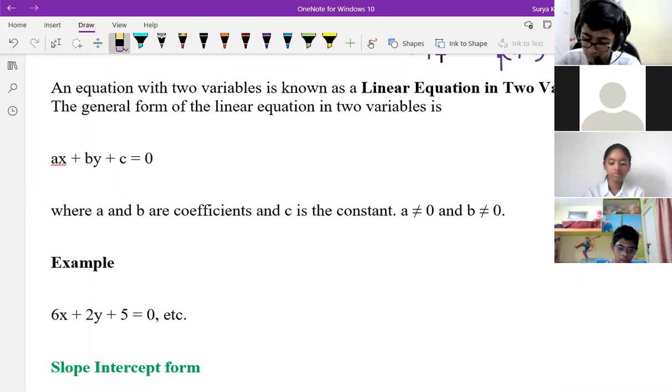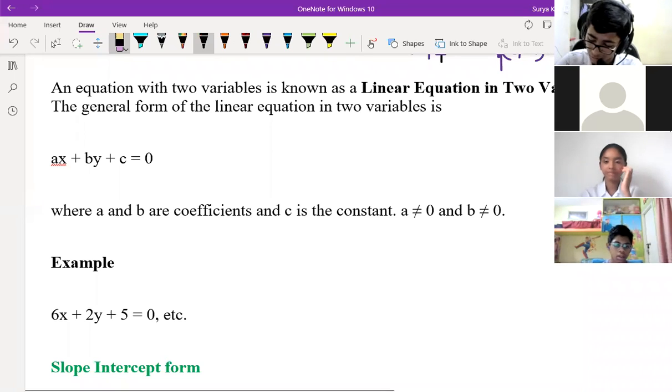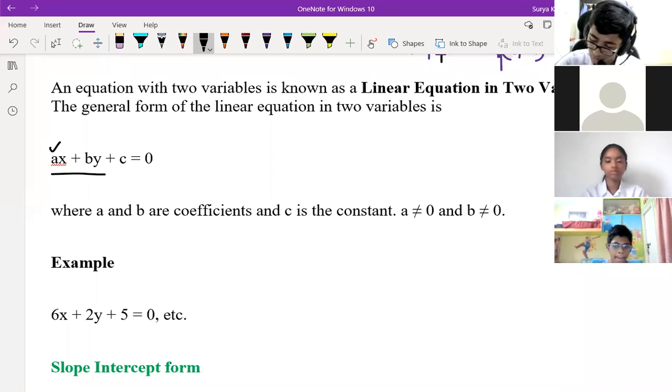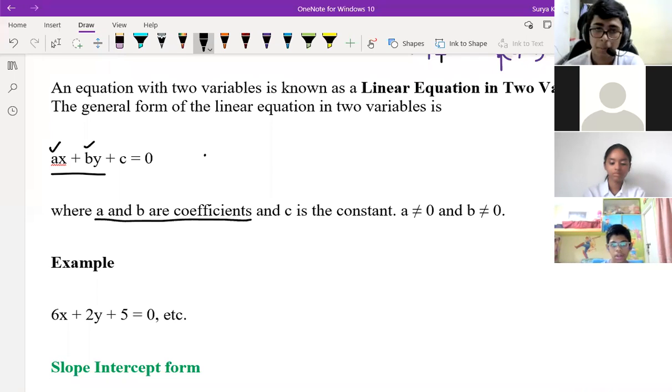So an equation with two variables is known as a linear equation in two variables, like this. In this equation, you are getting x and y as variables. a, b are the coefficients of x and y respectively, and c is also one constant. So a and b are coefficients of x and y respectively.